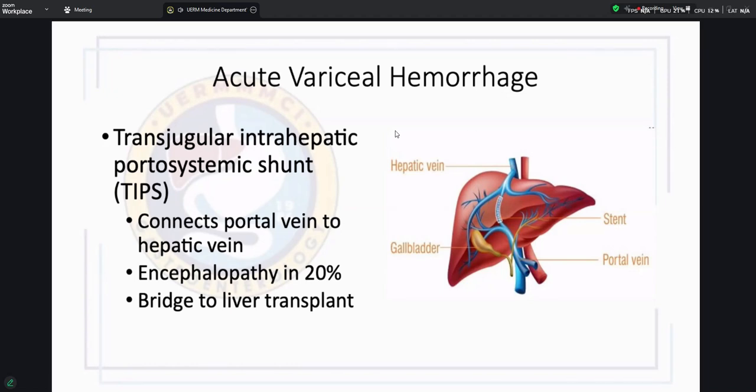Hepatic encephalopathy can occur in 20% of patients who undergo TIPS. This is because the blood bypasses liver detoxification, leading to a buildup of ammonia and toxins, and this would create confusion and disorientation. TIPS can reduce high pressure in the portal venous system and prevent its complications, but of course this does not solve everything. So this is more of a bridge to a liver transplant.